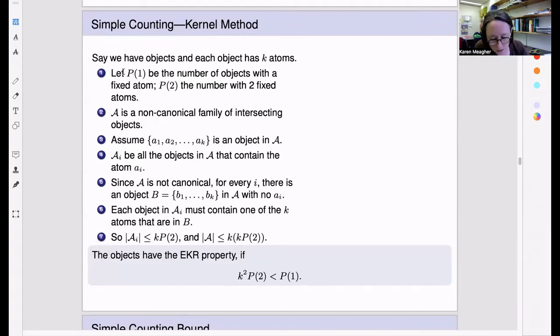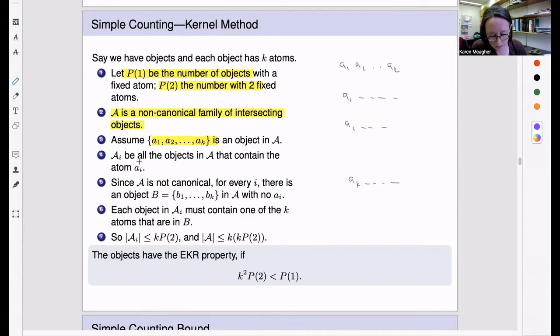I'm going to have P1, the number of objects that have one fixed atom, and P2, the number of objects with two fixed atoms. I'm going to hold on to a set and say it's not canonical, so not everybody contains a common element, and I'm going to get an upper bound on its size. I'm going to be really sloppy about it. Take an object in A. So I've got A1, A2, up to AK. My whole set system is intersecting, so everybody in my set system has at least one of these atoms. So I've got a pile of objects that have A1, a pile that have A2, and so on, and a pile that have AK.